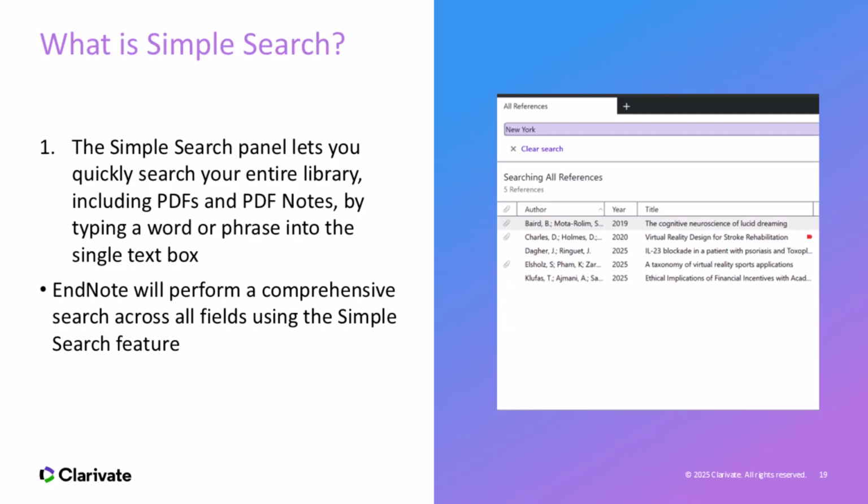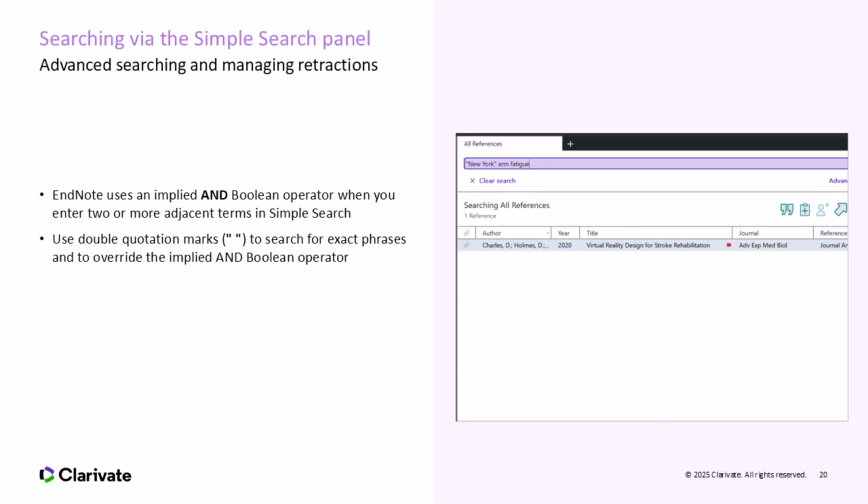When using the Simple Search panel in EndNote 2025, you can quickly scan your entire library, including reference fields, full text PDF files, and notes, just by entering terms into the search box. By default, EndNote applies an implied AND between multiple terms. For example, if you type climate policy, EndNote will return results that include both words, even if they're found in different parts of the record. To search for an exact phrase, enclose your terms in quotation marks, for instance, "climate policy". This tells EndNote to return only results where those words appear together in that specific order. This flexibility allows you to perform both broad and highly targeted searches with minimal effort.